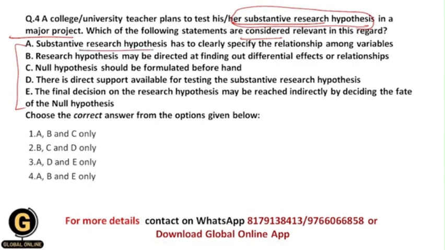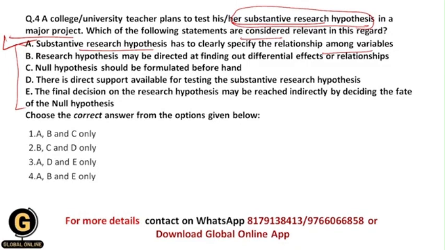Substantive research hypothesis has to clearly specify the relationship among variables, okay. So whenever we formulate the substantive research hypothesis, that research hypothesis should clearly specify the relationship among the variables under study, and this statement is correct because whenever we know the exact relationship among the variables, then obviously our research hypothesis will be clearer and it will help us to test it specifically, okay.